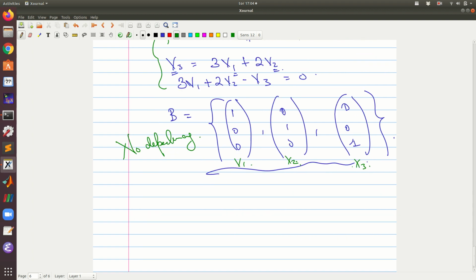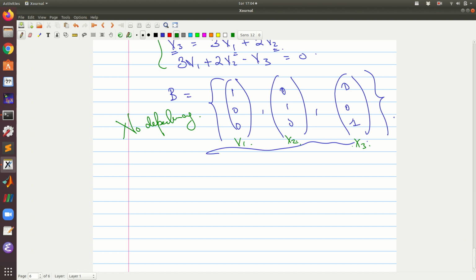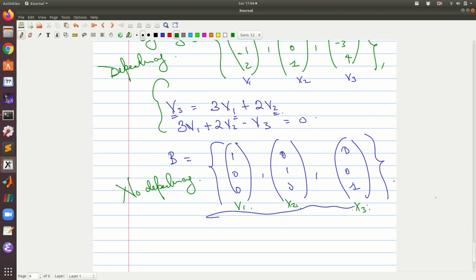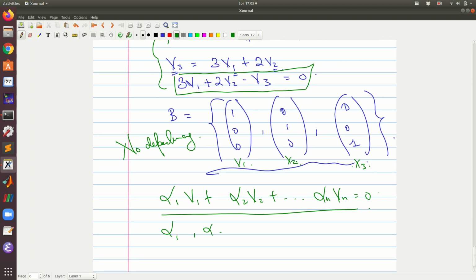So that brings us to what we want to look at today, which is linear dependence or linear independence. It would be good to note that for such a case, if we write it in the general form, alpha 1 v1 plus alpha 2 v2 plus and so on up to alpha n vn, we can solve this homogeneous system and find values of alpha 1, alpha 2 up to alpha n, not all 0. Maybe some are 0, but not all of them are 0.